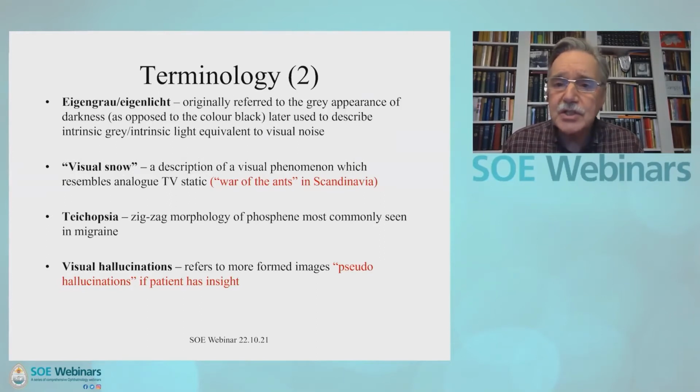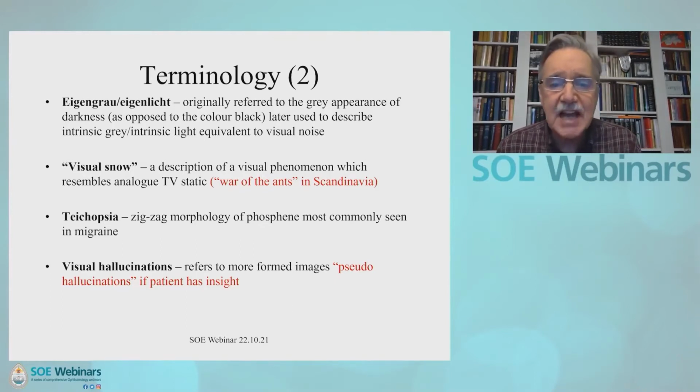Visual snow is a description of a visual phenomenon which resembles analog TV static, which those of you my age will remember. Curiously, it was usually referred to as the War of the Ants in Scandinavia, who seemed to see the black dots rather than the white dots.